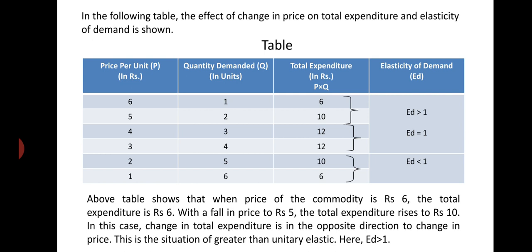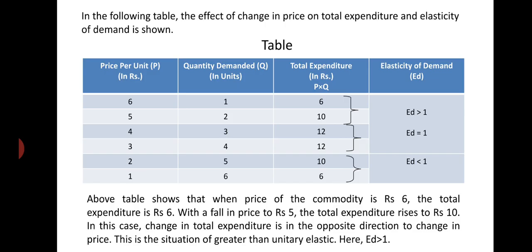You see, when price was 6 rupees per unit, only 1 unit of the commodity was purchased, and the total expenditure becomes 6 rupees. Similarly, with a fall in price to rupees 5 per unit, 2 units were purchased. Total expenditure becomes 5 into 2, that is 10 rupees. With a fall in price to rupees 4, 3 units are purchased. Total expenditure becomes 12 rupees. With a fall in price to rupees 3 per unit, 4 units are purchased. Total expenditure becomes 12 rupees.